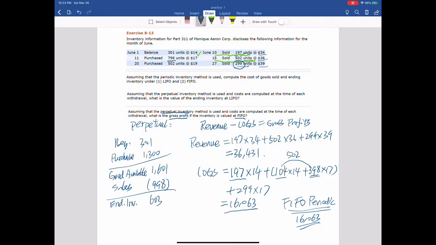Since we have revenues and cost of goods sold, we can easily get the gross profit. FIFO perpetual equals 20,360. From this example, we learned that both the inventory methods and the cost flow assumption have an impact on the firm's earnings. So that's why, when you read their financial statements, you should check their notes for what assumptions and methods they apply.